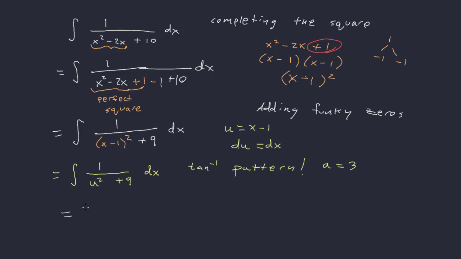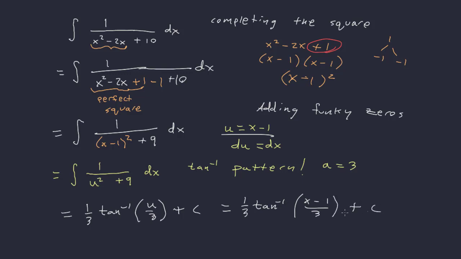So we can just integrate this as it'll be 1/3 tan inverse of x over 3. Sorry, that's not right. u over 3 plus c. Now we can put our u back in, and our u was equal to x minus 1. So we'll get 1/3 tan inverse of x minus 1 all over 3 plus c, and there we go.